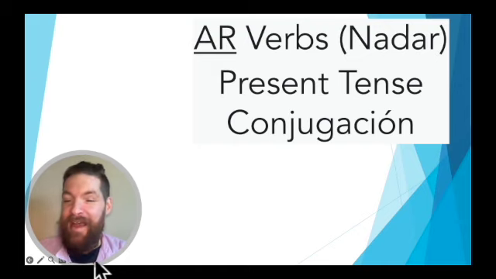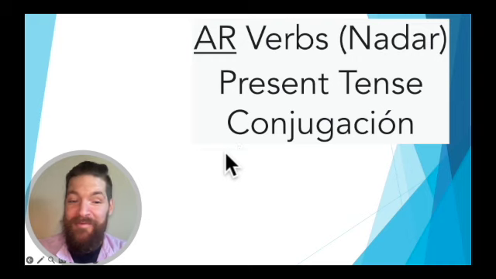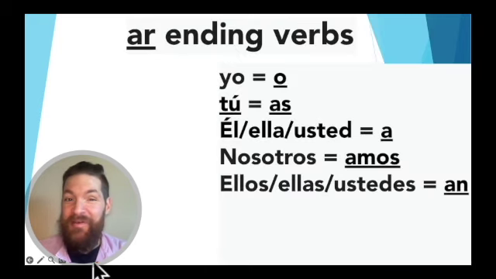Perfect. Okay, so first I'm going to show you guys how to conjugate in present tense some AR verbs. And what I mean by AR verbs is the ending of the verb ends with AR, as in nadar, right? Beautiful. So for AR verbs, yo becomes the O, so you replace the AR with an O. Tú becomes as. Él, ella or usted becomes a. And nosotros becomes amos. And ellos, ellas, or ustedes, they all become an.